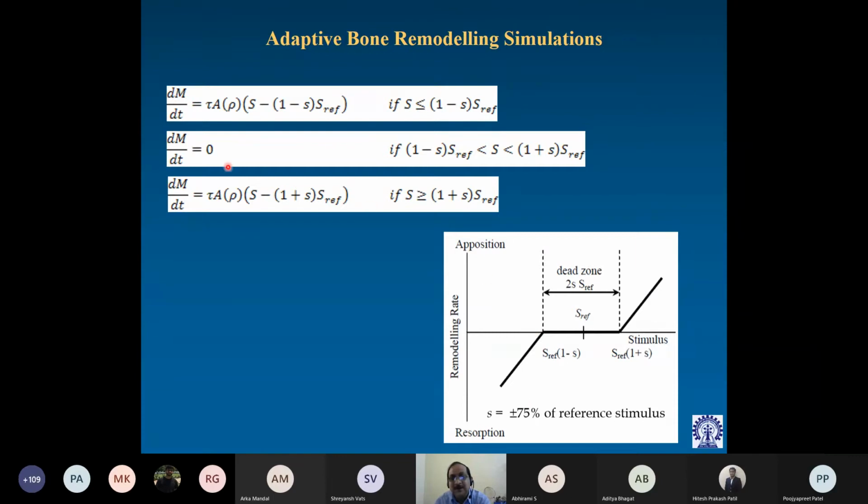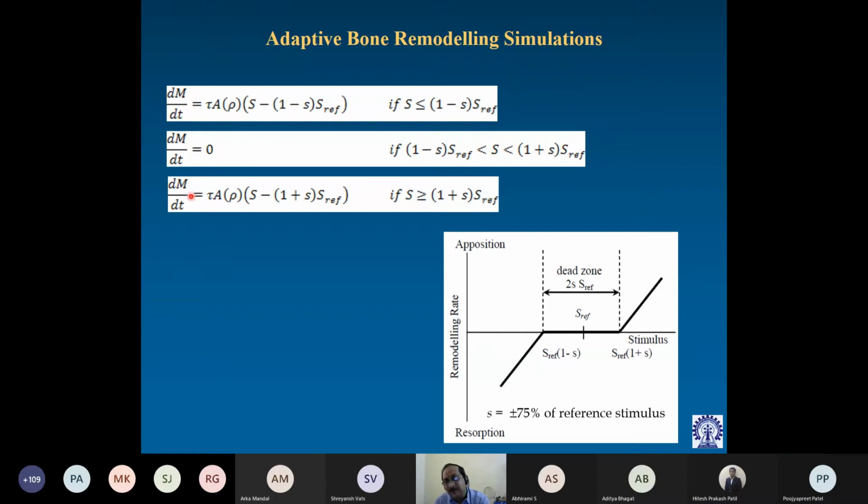The next part, dm/dt is equal to 0. So when it is well within the limits of the dead zone, there is no change in the bone mass. Now here, we say bone mass because here there is no change in volume of the bone, only change in the apparent density. Okay? So ultimately, what happens is change in apparent density will actually result in change in bone mass, assuming that the bone volume remains constant.